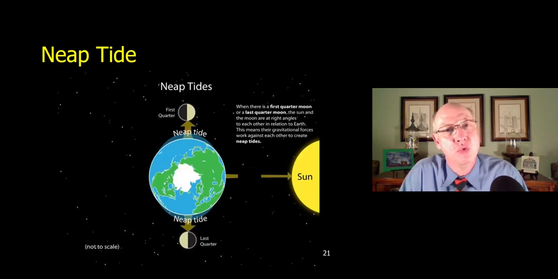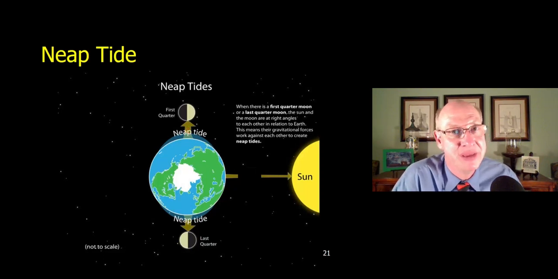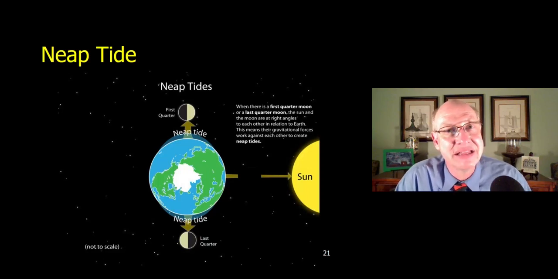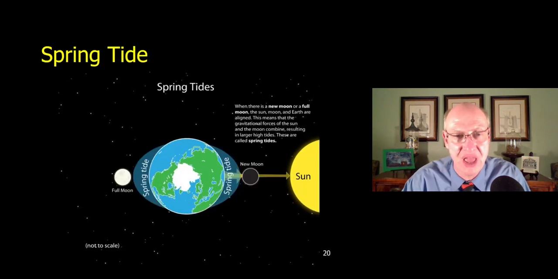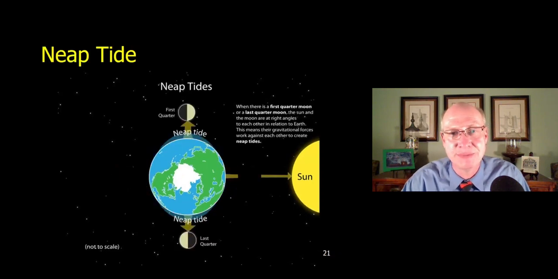Now, ultimately, the moon's going to win here because it creates the bigger tides, but the tides are going to be smaller than average. And so at first quarter moon and at last quarter moon, we get neap tides, where the tides are not as high as average. Whereas here, we get much higher than average at spring tides. When the moon is new or the moon is full, we get much higher than average tides. So that's the definition of spring tides and neap tides.